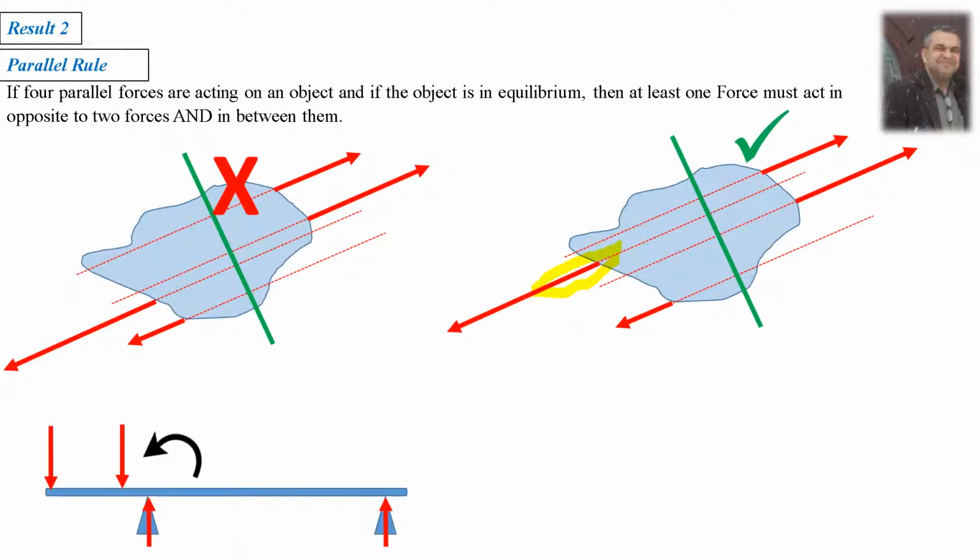Now obviously, if we go back to the previous example, this is a beam. If you have those two forces, and you have those two forces, and none of these forces is in between, obviously this generates a moment and the system will rotate. The object, this beam, cannot be in equilibrium. But now this is a correct one.